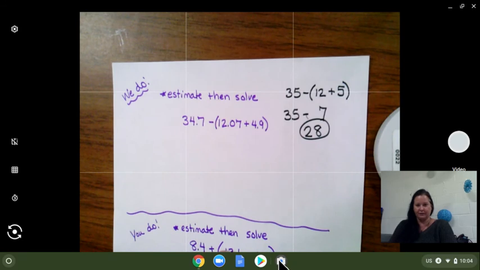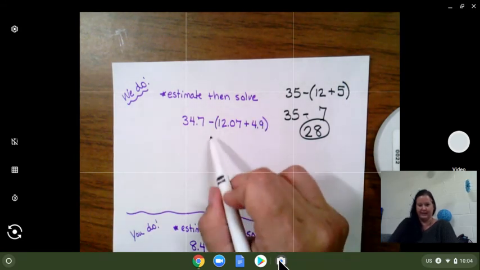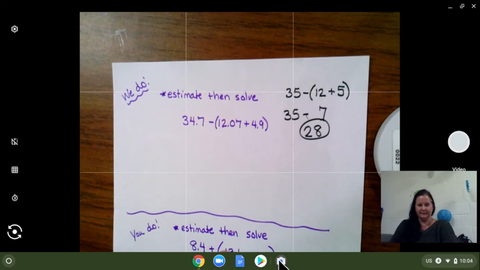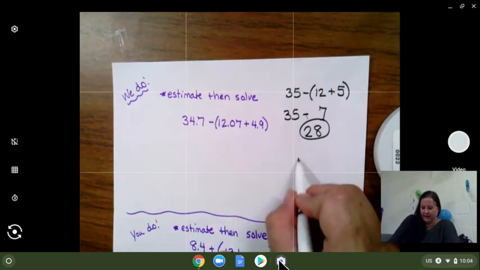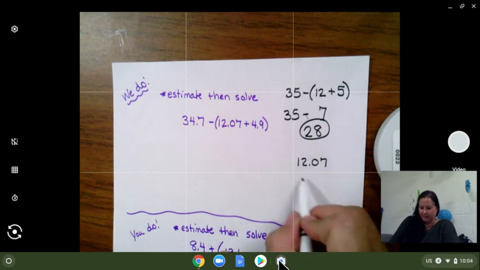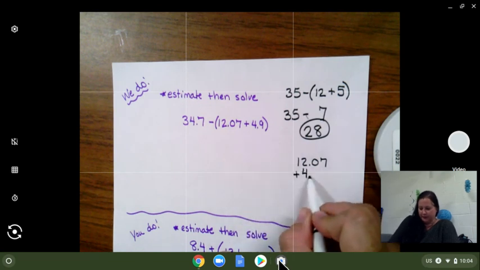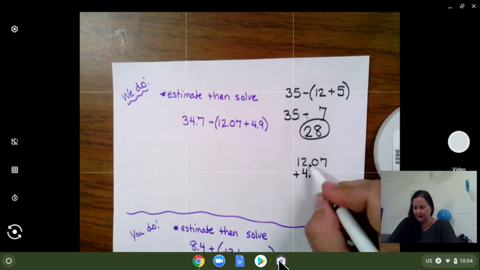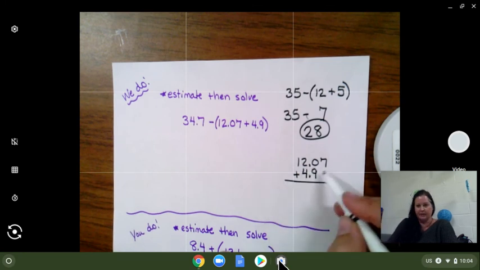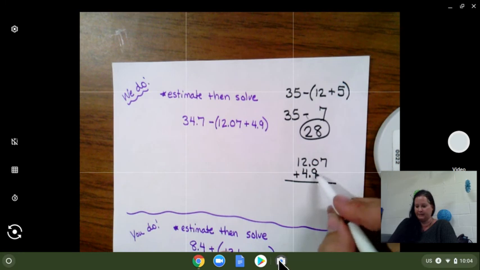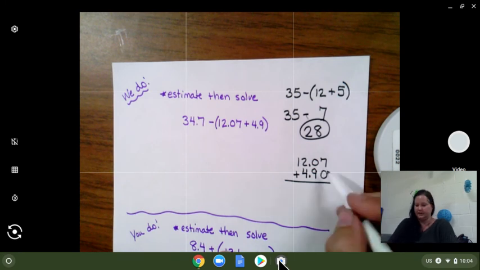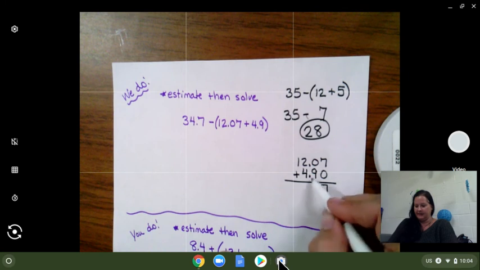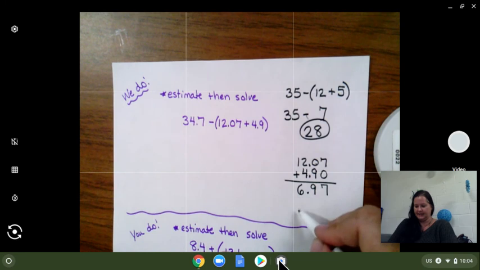Let's try our actual problem. We're going to start with the parentheses. We're going to write down 12 and 7/100, our plus 4 and 9/10. Now look how my tenths spot are lined up, my one spot are lined up, my decimals are buttoned up, but there's no number under this. So you have to add a place holding 0, or you can just pretend the place holding 0 is there. 7 plus 0 is 7. 9 plus 0 is 9. 4 plus 2, 6. Bring down the 1.